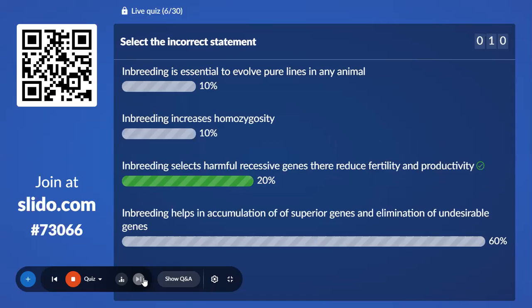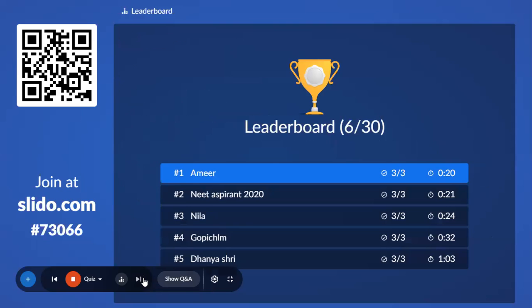The leaderboard. Second leaderboard of the day. First position, Nila. Second, Gopi. Third, Ashwati Santosh. Fourth, Namita Rajiv.